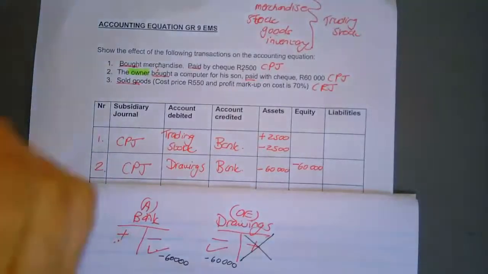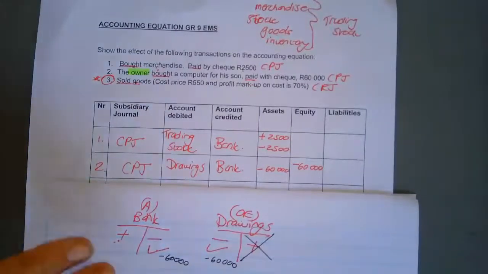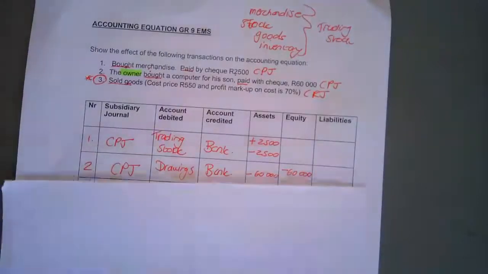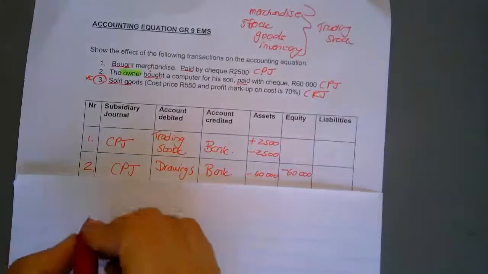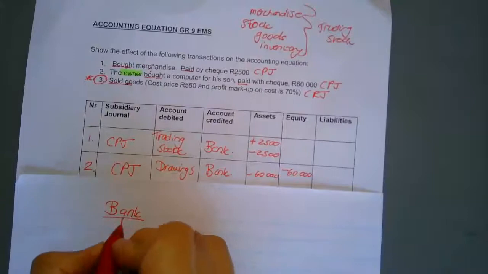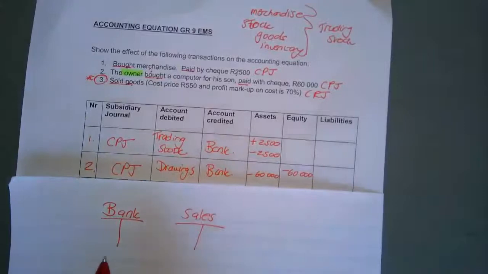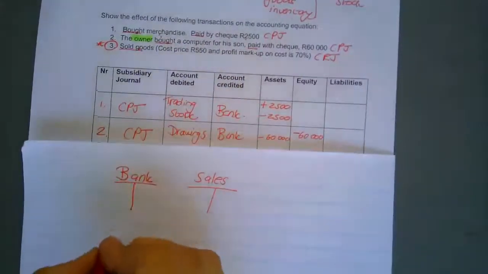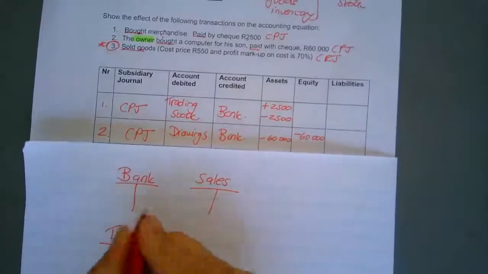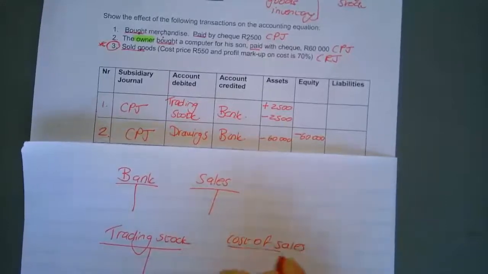Now we are going to do the most important transaction for your test, and that is when we sell goods. When we sell goods, there are 4 accounts involved. And they are grouped into 2 groups. When we sell, we receive money that goes to the bank. Why? Because we had a sale taking place. Remember it like that. What are we selling? We are selling trading stock. What is the value of this trading stock? Cost of sales.